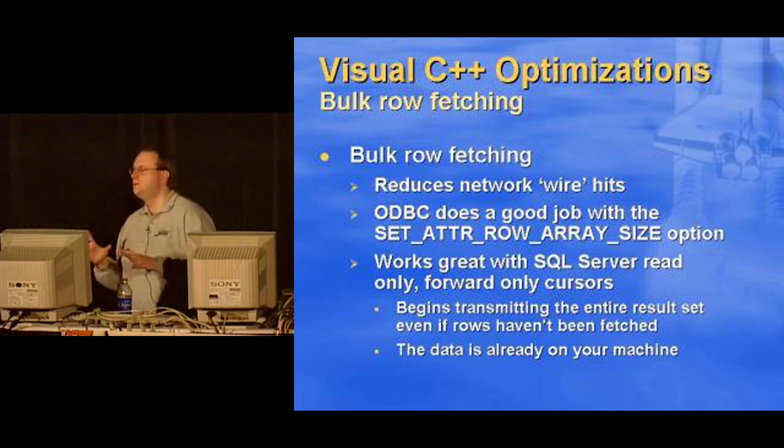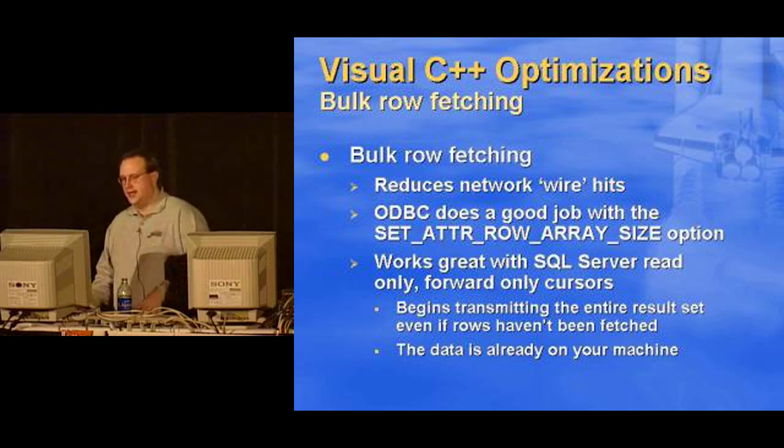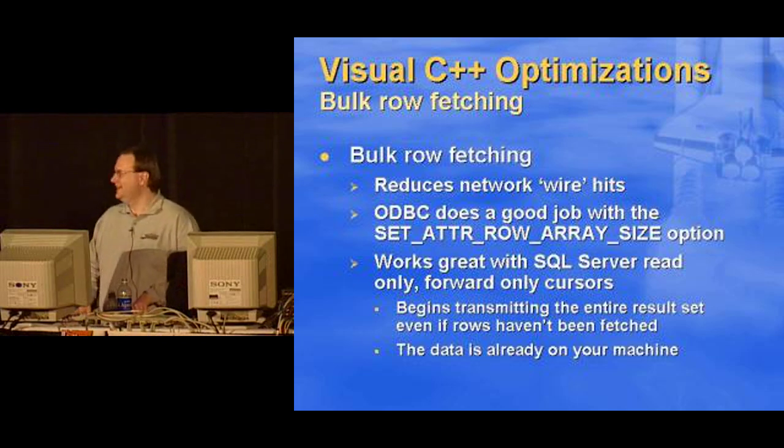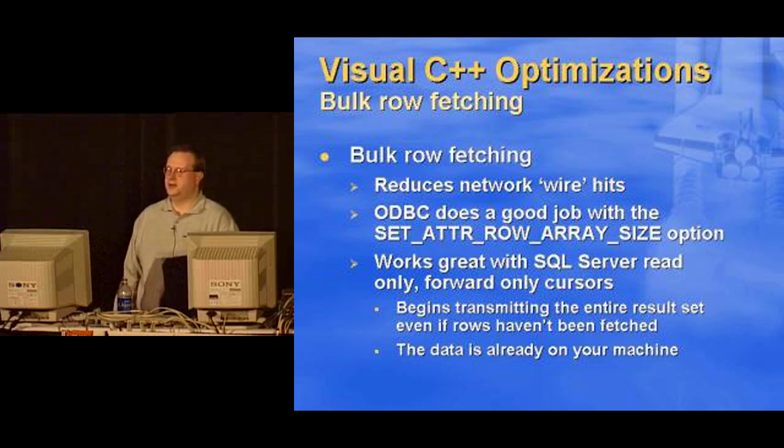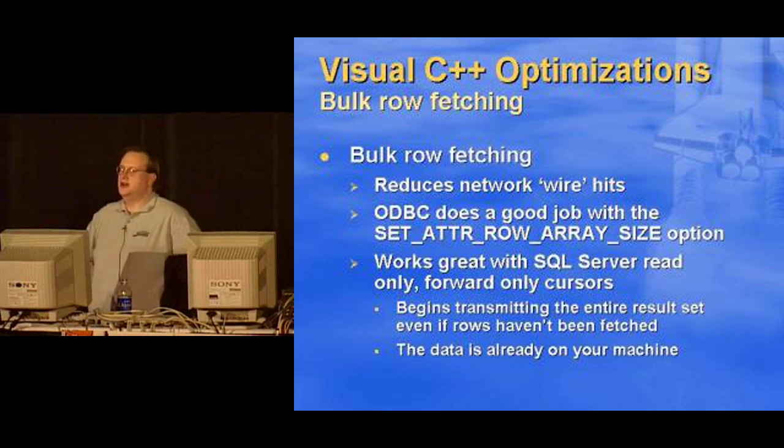Bulk row fetching. Now, this may seem like a fairly obvious thing, but we found that it's extremely good, especially when you're approaching your network bandwidth limit. It takes quite a bit of time to come up on the wire for a network hit, for an RPC call. And the more of these calls that you're making, obviously the slower it's going to be. So the obvious optimization there is to try to put as much into one of these RPC calls as you possibly can. And that's where bulk row fetching comes in.